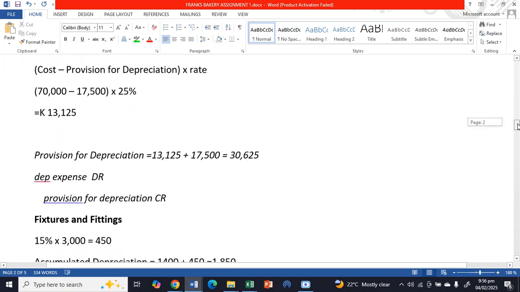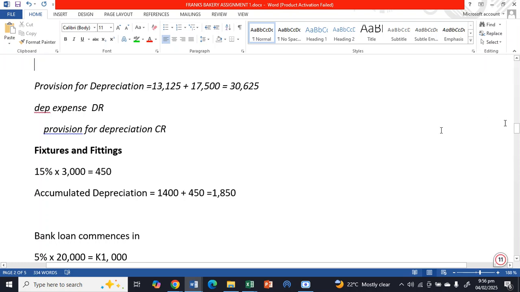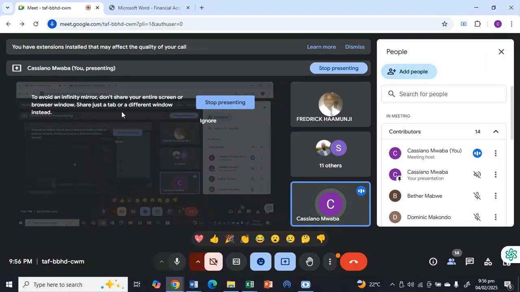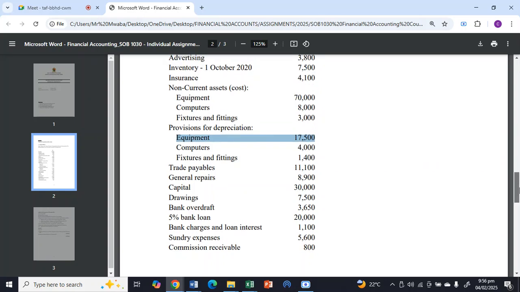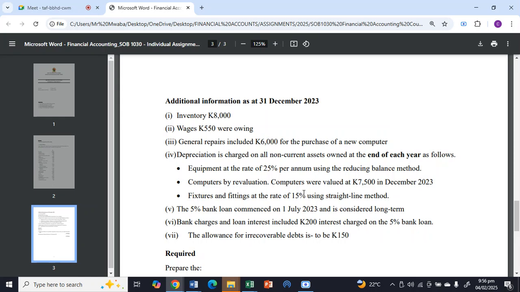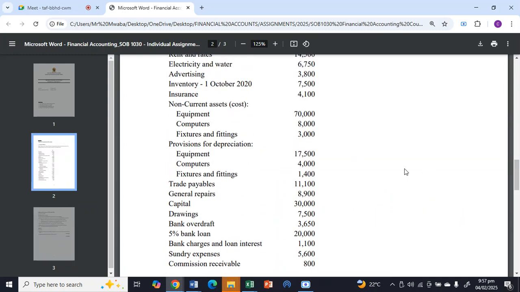So even for fixture and fittings, the same thing is going to happen. All right. They told us depreciation for fixture and fittings is 15% using the straight line method. Now the straight line method is easy. Just multiply this rate by the value of the asset.